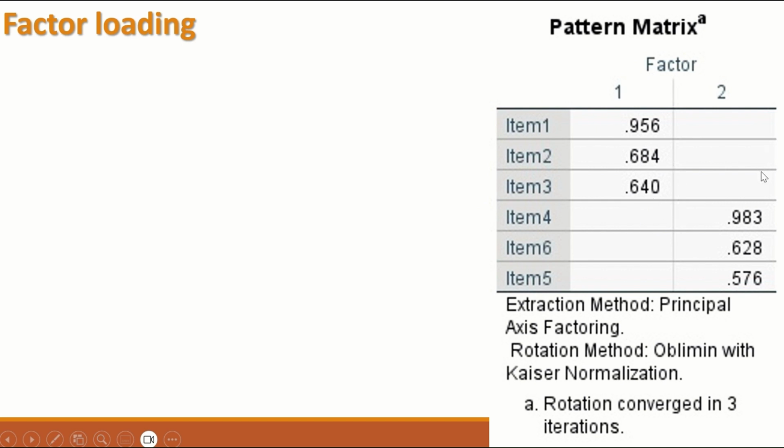For factor 2, items number 4, 5 and 6 load into that factor with a factor loading score of 0.98 for item 4, 0.62 for item 6, and 0.57 for item 5. So all these 3 items load into factor number 2, and the value for factor loading is sufficiently high, and the cutoff point was taken as 0.3, so there are no values below 0.3.